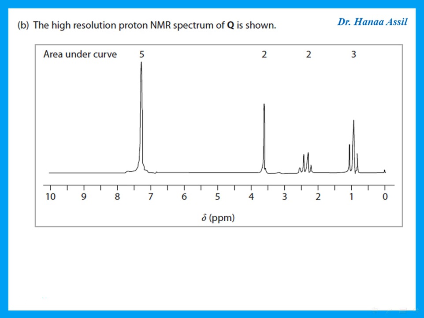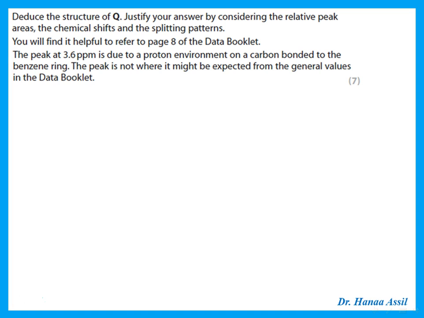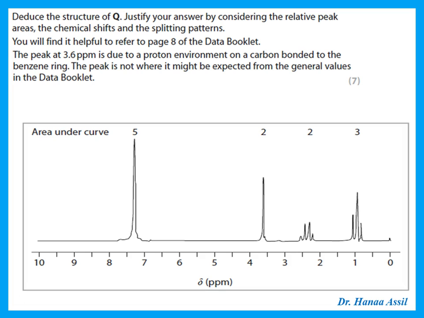A high-resolution proton NMR spectrum of Q is shown. So this is the proton NMR of Q. Deduce the structure of Q. Justify your answer by considering the relative peak areas. So this was the proton NMR. He says to consider the relative peak areas, the chemical shifts, and the splitting patterns, and refer to the data booklet.